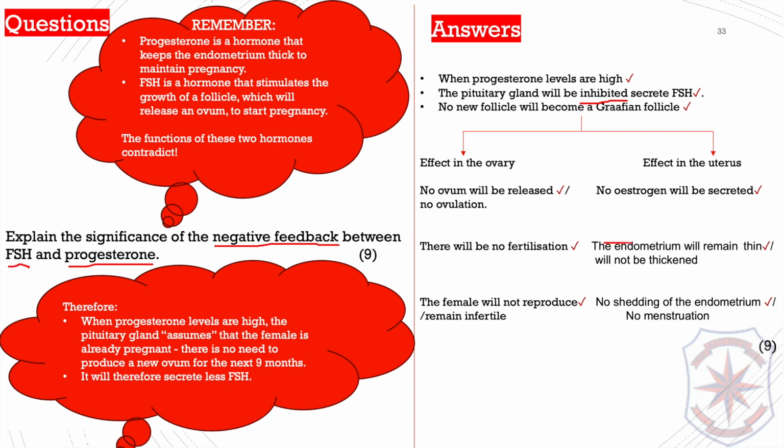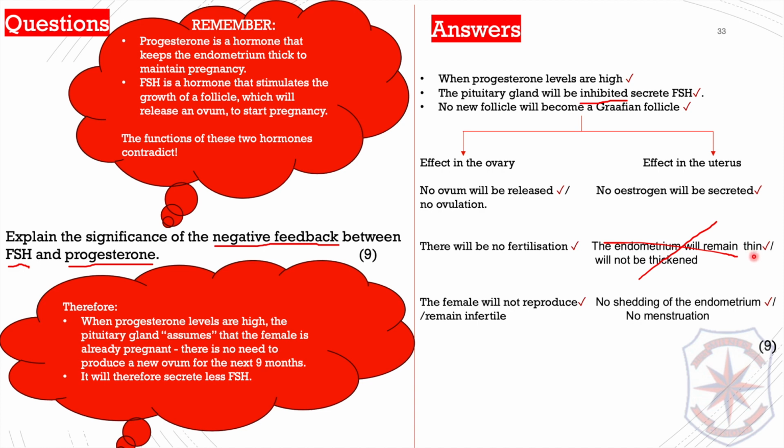Let me just erase that. This is false information. This is fake news. So excuse me. Sorry for that. Okay. So because there is no FSH, there is no Graafian follicle, no estrogen will be produced. The endometrium will remain thick, not thin.